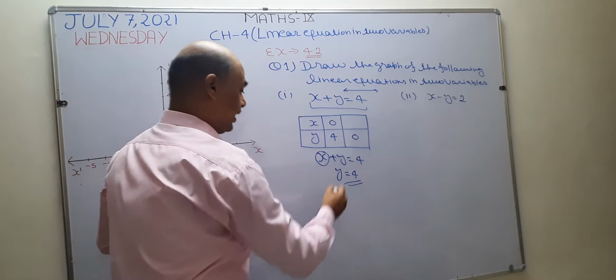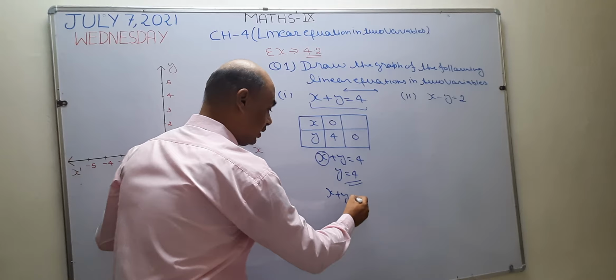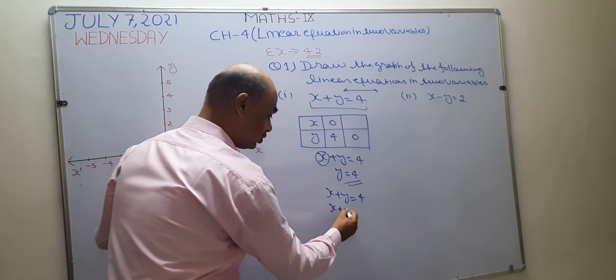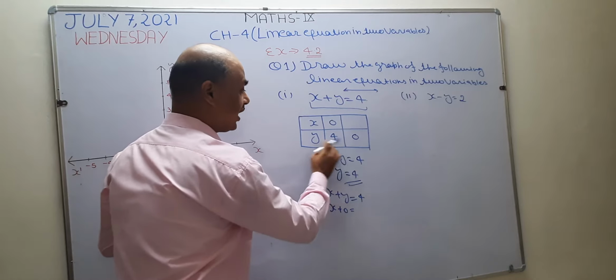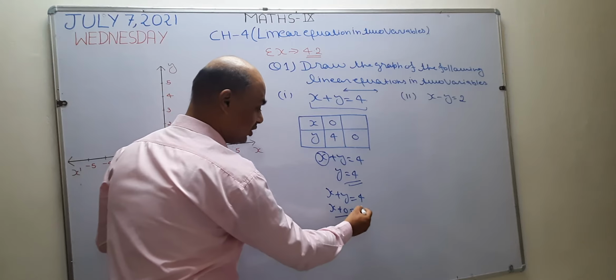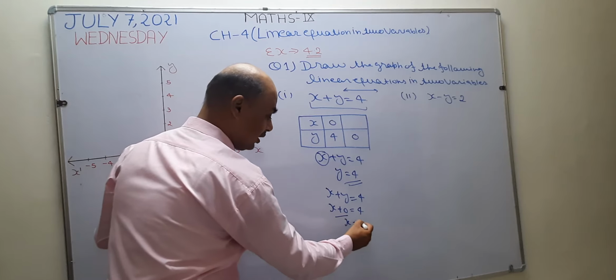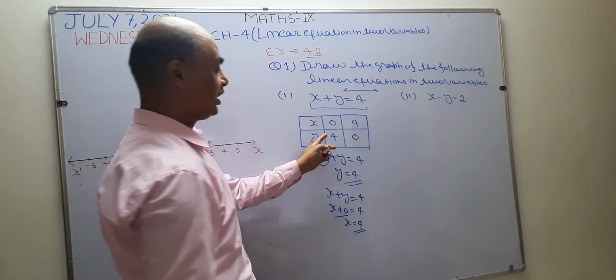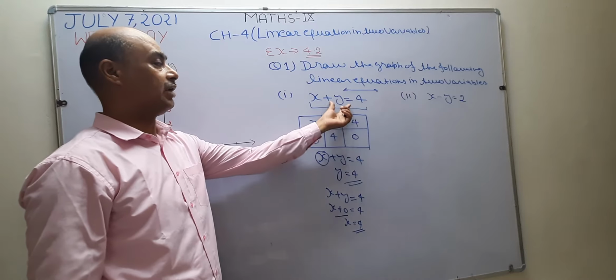Next, write down this equation again. This time we are going to take y0. Now see, y becomes 0. Instead of y I write 0. Now x plus 0 is equal to x, which is equal to 4. So the value of x becomes 4. These are the required values of the given equation.